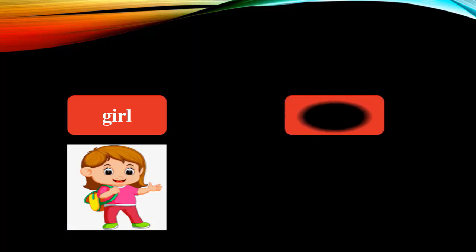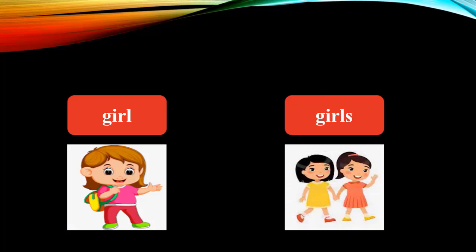Now come to the third example, and our third word is girl, which means one girl. Plural form of girl is girls, which means more than one girl.